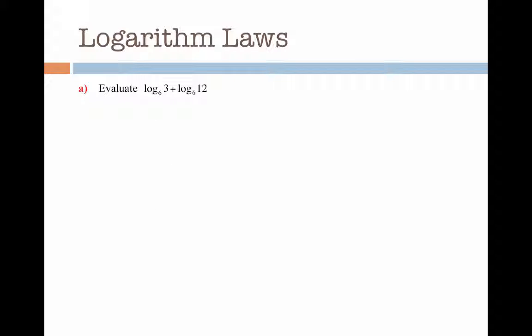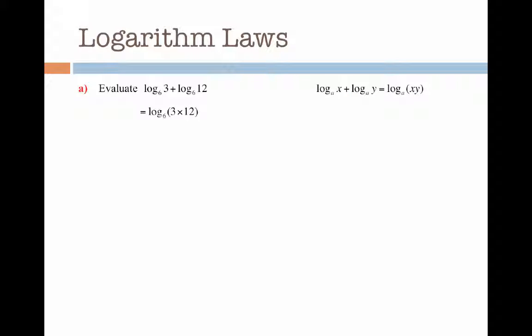So let's start by evaluating log base 6 of 3 plus log base 6 of 12. Because I'm asked to add two logs with the same base, I'm going to be using the product rule of logs. That is, when you have two logs that you're adding together with the same base, the answer will be the log of that same base, but we're multiplying the two arguments together. Let's have a look at what that looks like.